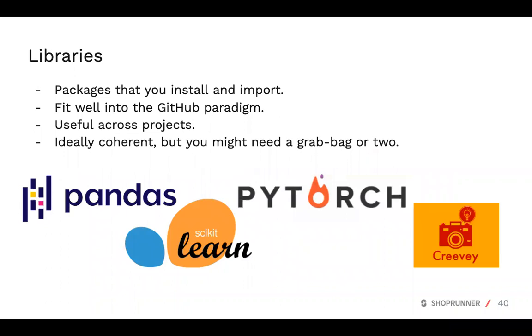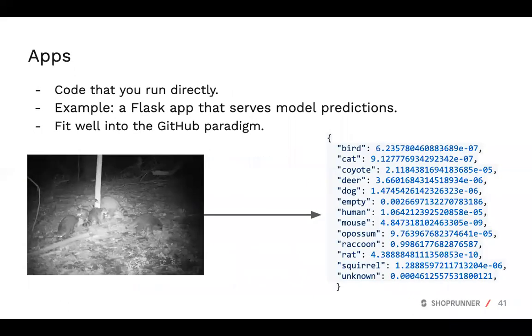Okay, so libraries are these things that you use across multiple projects. An app then is the end of the line. This is the code that you run directly. So for instance, a Flask app that serves your model predictions. And again, this code fits well into the GitHub paradigm.